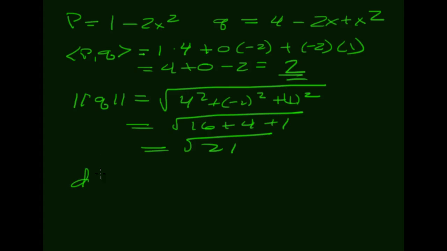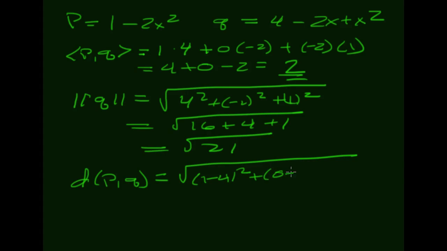And if I want to know the distance between these two polynomials under this inner product, well, let's see. In the first term, I'm going to take 1 minus 4 squared. In the second term, I'm going to take 0 plus 2 squared. In the third term, I'm going to take negative 2 minus 1 squared. So let's see, this gives me 9, 4, 9.